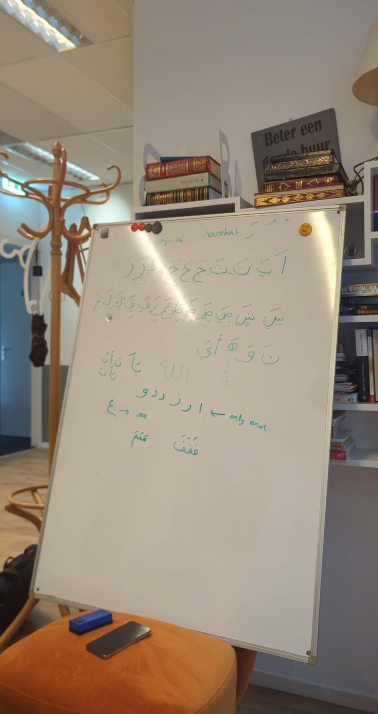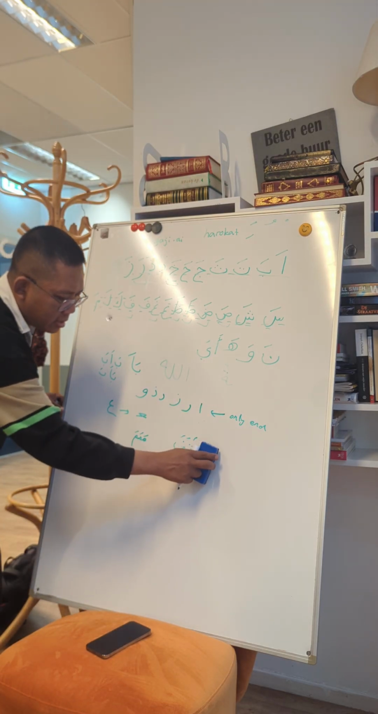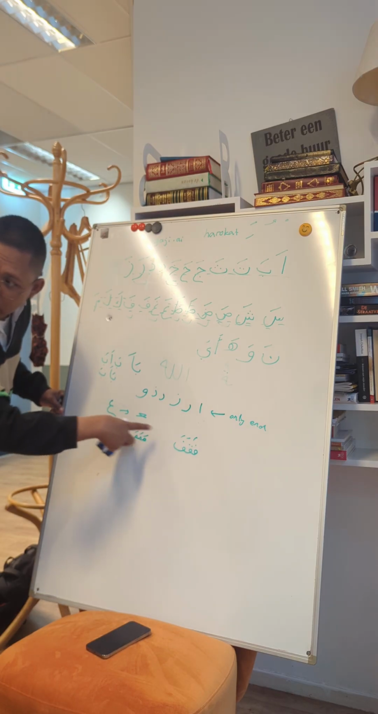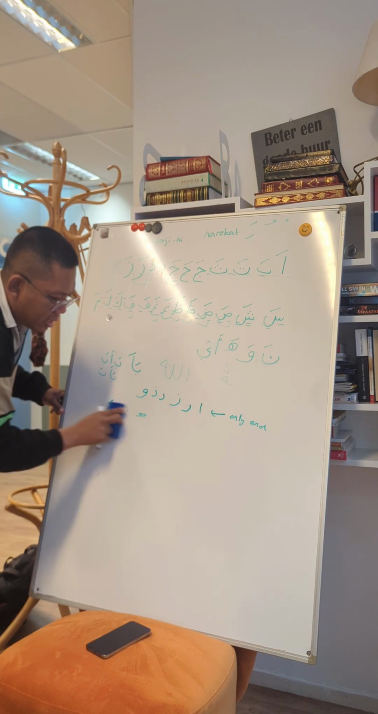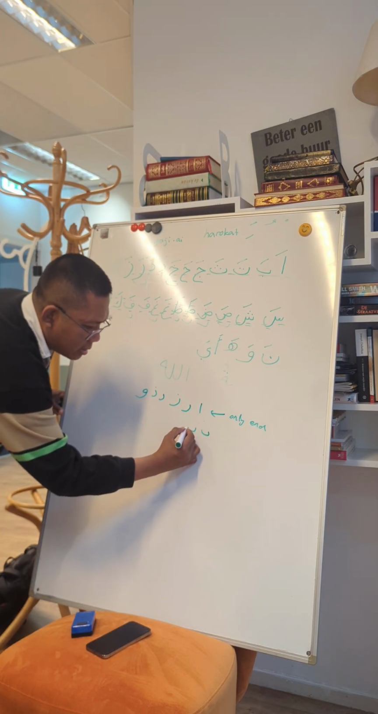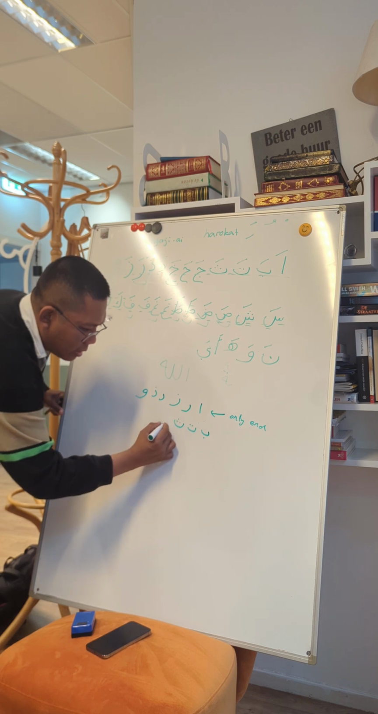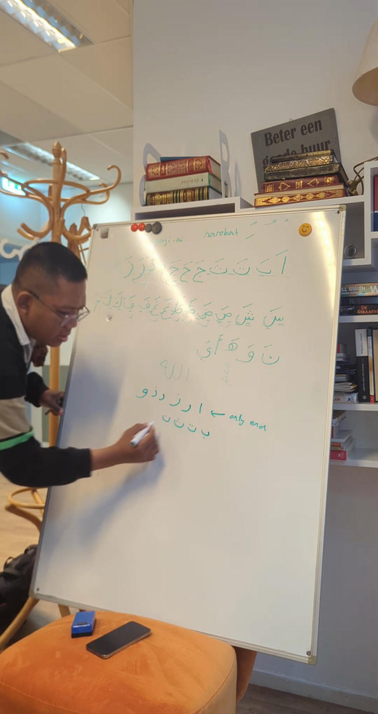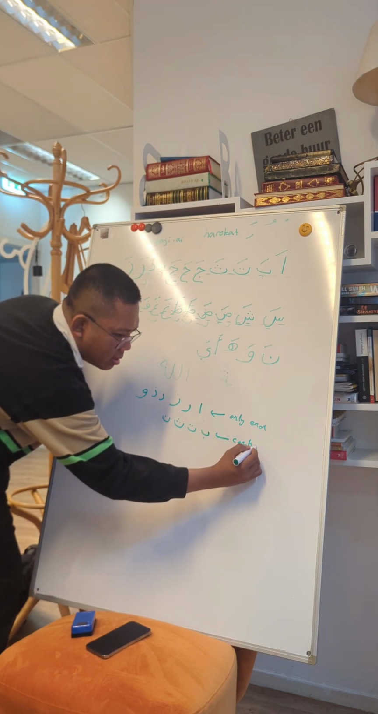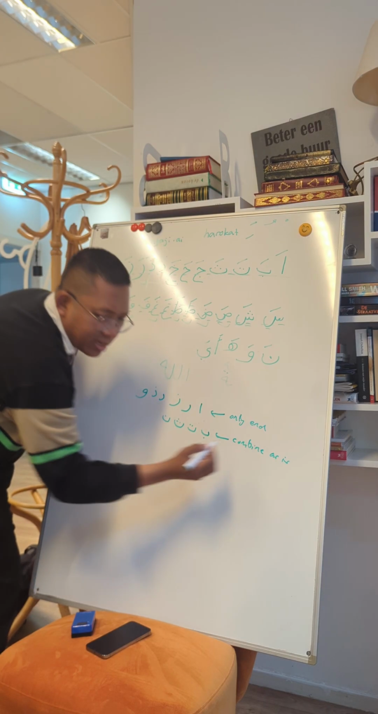And which other letters did we not touch? So I'm going to recap. One is this, which is only the N. The other one is combinable without any form change, which is ba, ta, tha, nun. This is combinable as is.